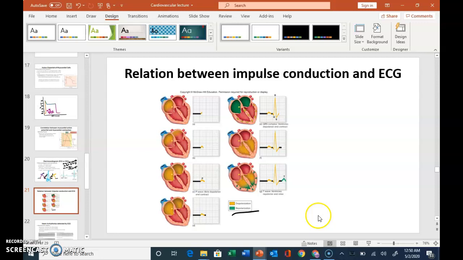The very top picture right here. This is showing that the atria is just beginning to depolarize. Do you see that? And that is shown by the yellow upward stroke of the P wave.